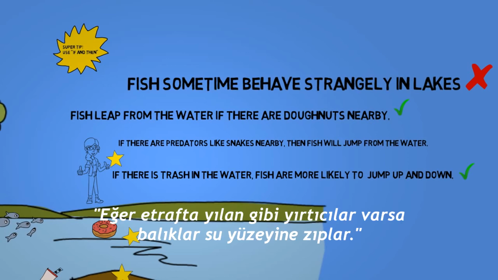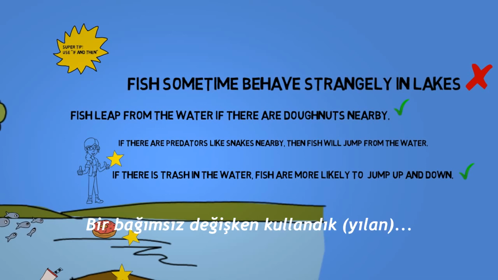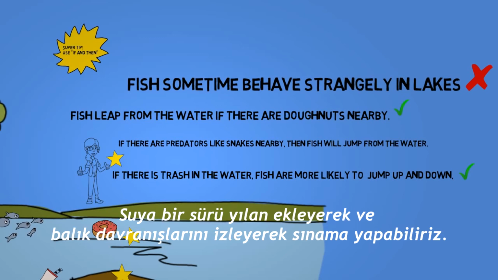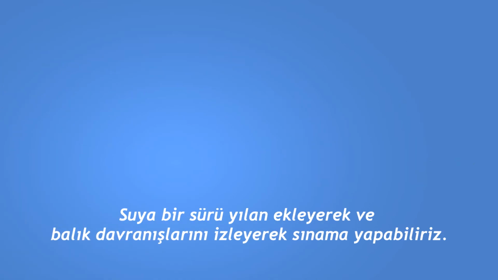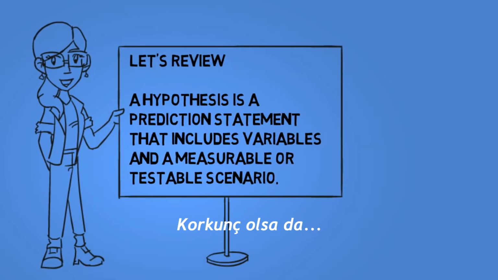If there are predators like snakes nearby, then fish will jump from the water. Much better. Very specific. We used an independent variable of a snake, and our dependent variable is present. We could test this by adding lots and lots of snakes to the water and then watching fish behavior. Be kind of scary though.